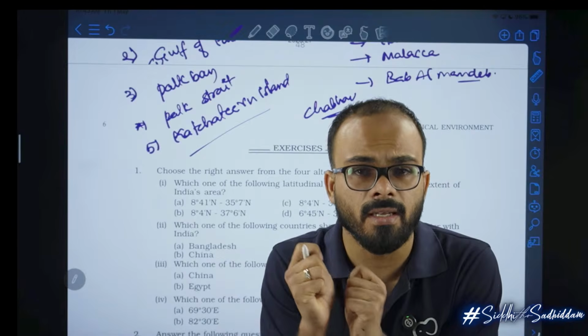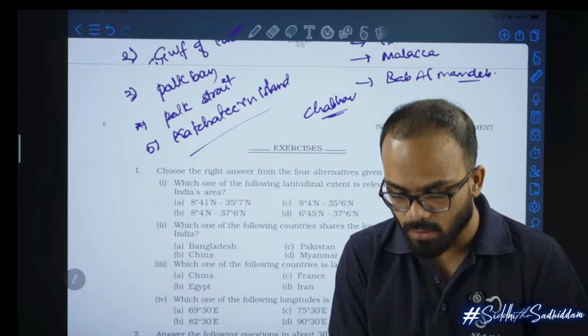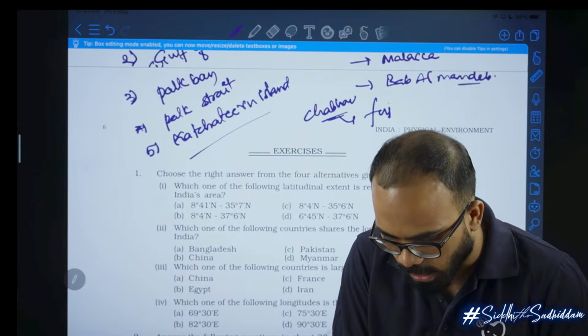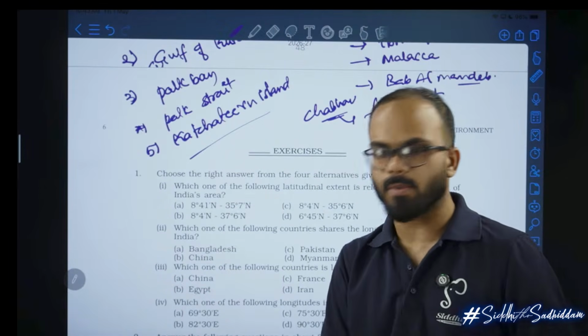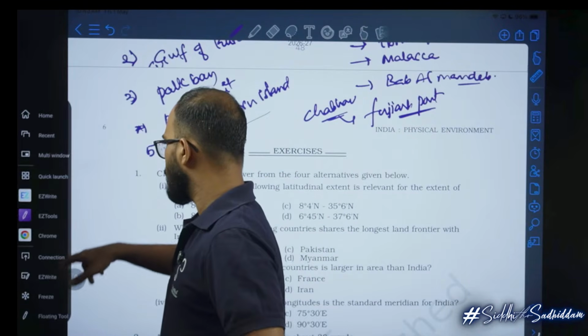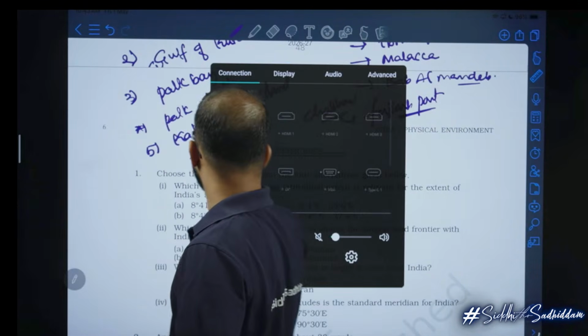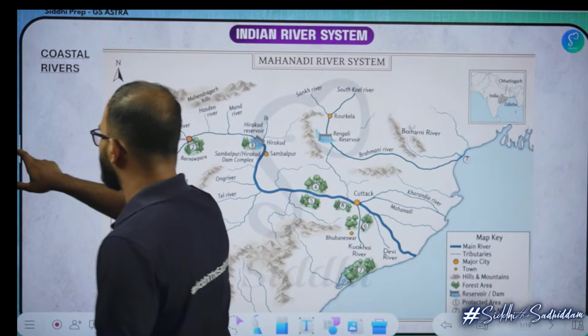I am expecting that in 2026, including Chabahar port, they might ask you one more question on Fujairah port. I'll show you the port and I'll explain why this particular port is important and why the question can be asked. Just give me 1 minute. Let me switch to Chrome so that I can open Fujairah port and explain the problem. These are the maps that we will give you today.